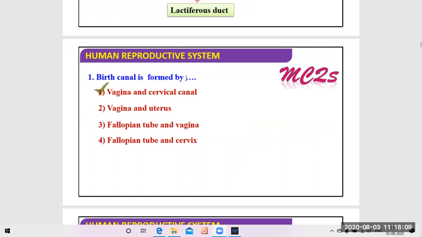Then the birth canal is formed. One MCQ is here: where is the birth canal formed? So the birth canal is formed in the vagina and the cervical canal. So that is the location of the birth canal.